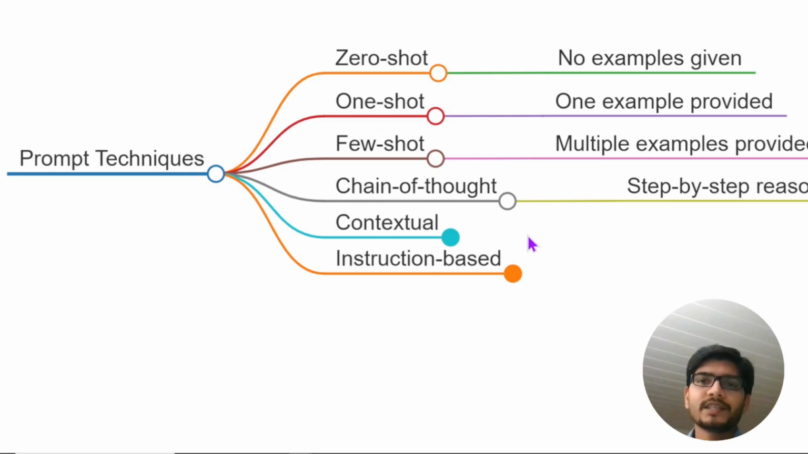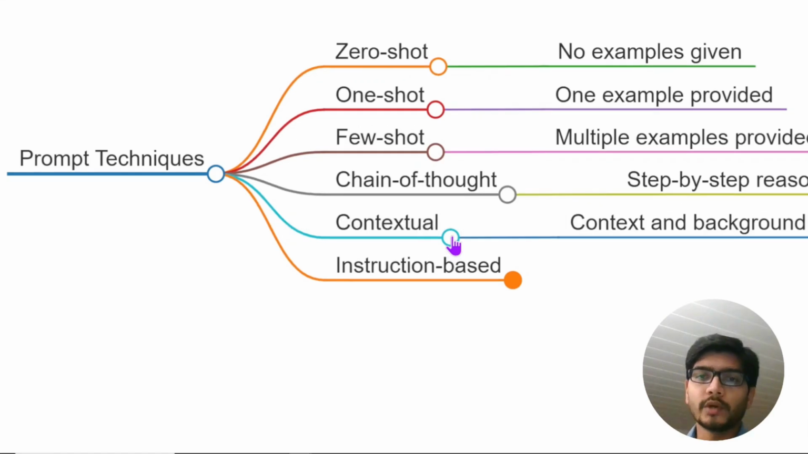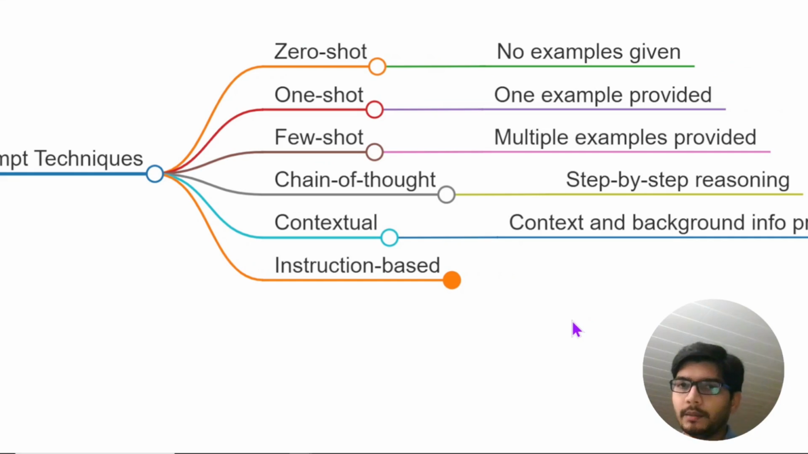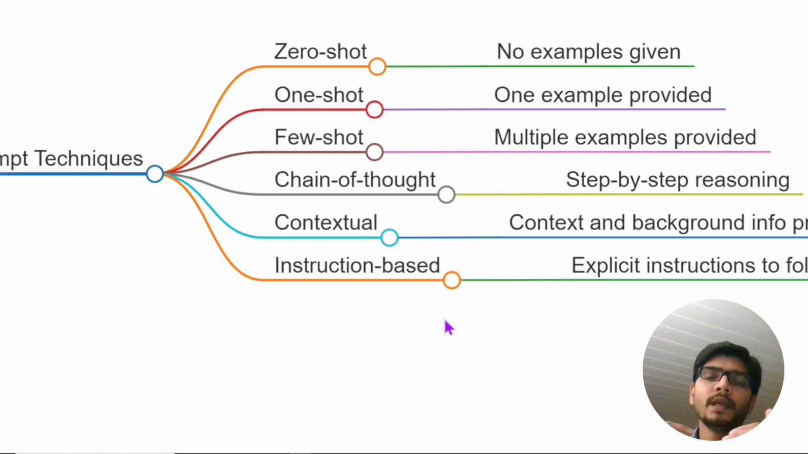It is step-by-step reasoning, and ChatGPT thinks step by step about the responses. Next is the contextual. Context and background info are provided in the prompt, so we get exactly the expected answer. So the last is instruction based. We explicitly instruct ChatGPT to produce the answers.